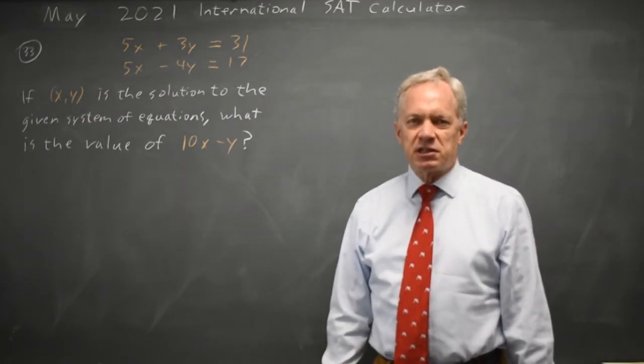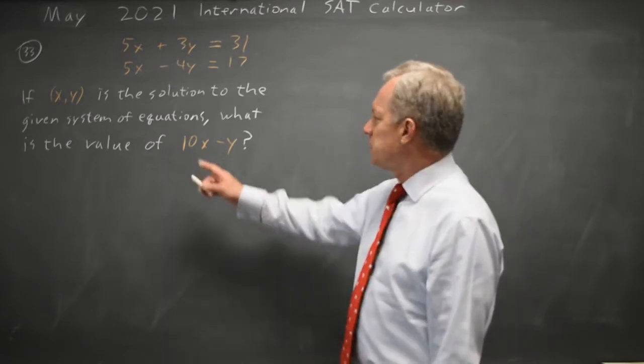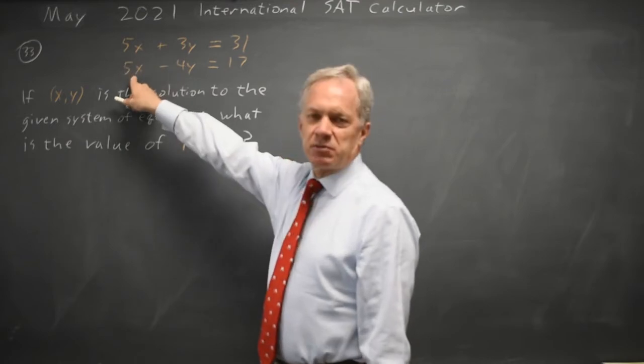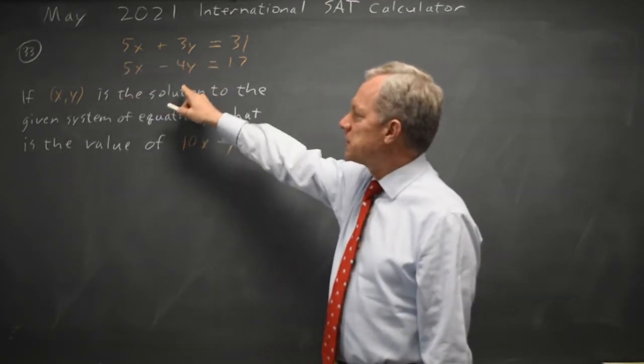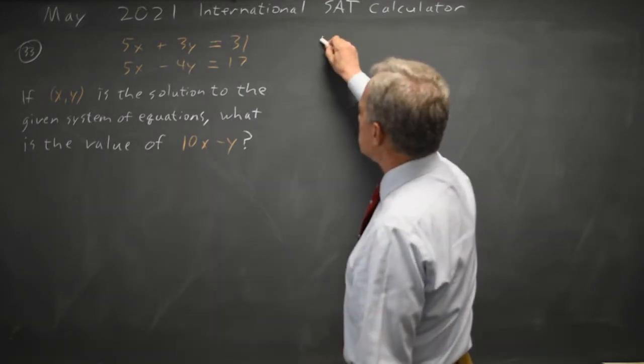Frequently, when they ask for this, I'll spend a couple seconds checking whether there is some extreme shortcut. 10x minus y. Notice if I add the two equations, I get 5x plus 5x is 10x. If I add here, I get 3y minus 4y is negative y, and that is 10x minus y. So the fastest solution is to add them.